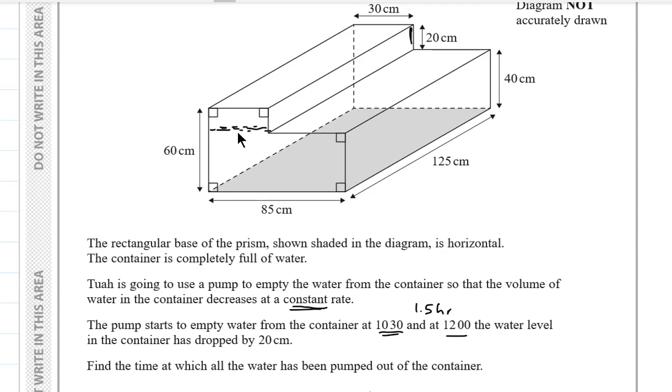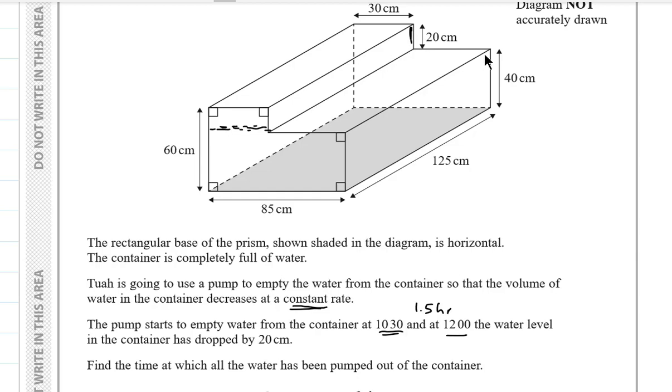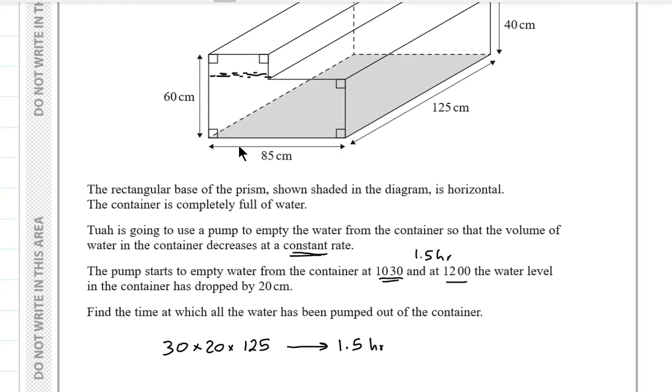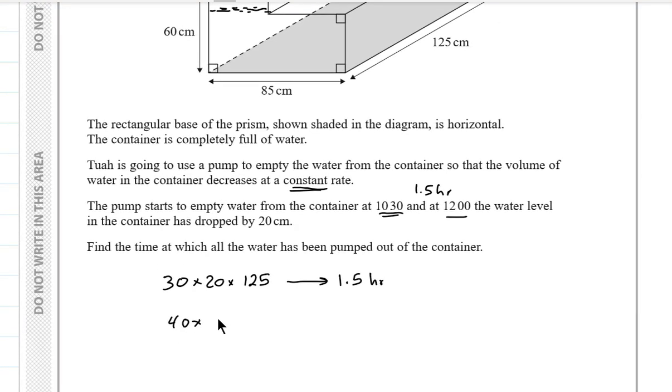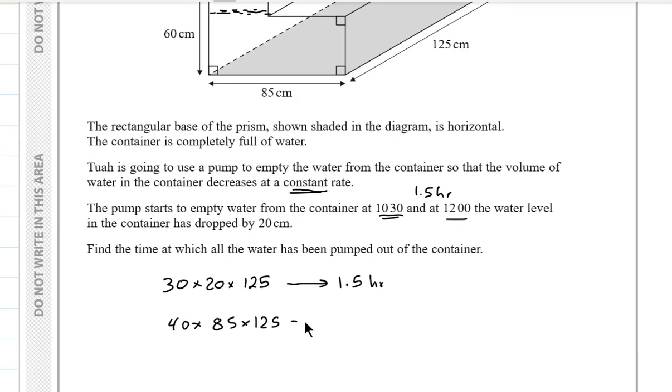Now the question is, what about the rest of the volume, which is below this 20 centimeter? I mean, this 40 centimeter as height. The required now is to get the interval of time which the rest of the volume needs to drop out, which is 40 times 85 times also 125. What is the value of x now?